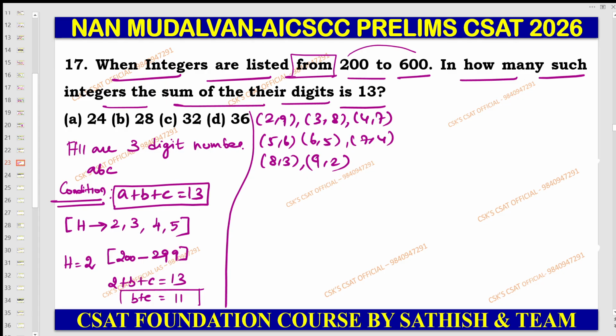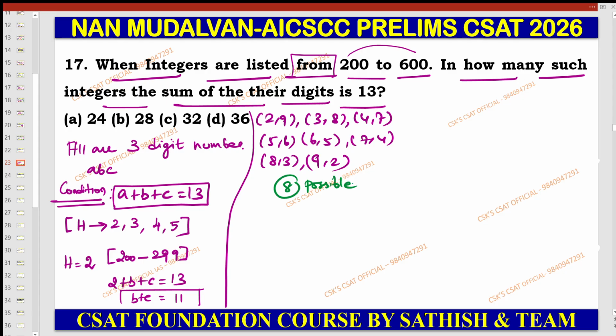Understood, everyone? Getting? B is a digit, C is a digit. The sum of the digits must give you 11. So this alone is possible here. How many here? 1, 2, 6, 8. So therefore 8 possible in this case.